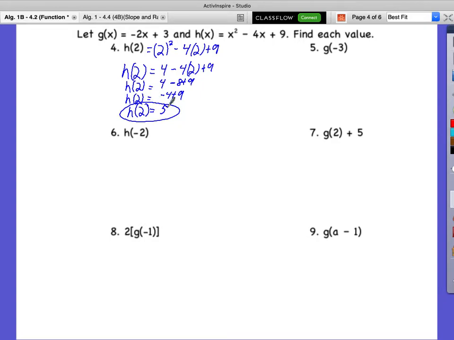So notice, we first have to say which of the two are we doing, G or H? Well, it says H, so we're going to do H.